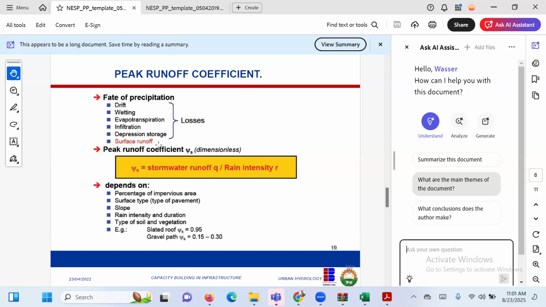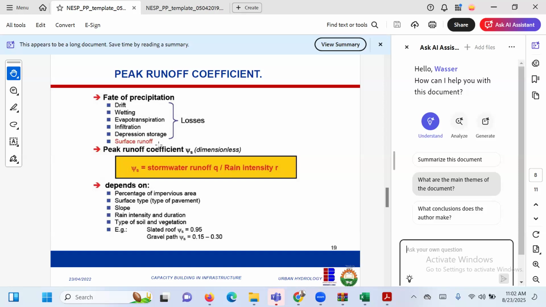Then also the slope of the area. The increase in area will increase runoff. That's common sense. Then the rainfall intensity will also influence the runoff coefficient, as well as the duration. Then the type of soil and vegetation. Clay soils are impermeable. So when it rains where there's a lot of clay soil, it's likely runoff will be higher. If you have sedimentation basins or sedimentary sand, there's possibility that they will percolate, they will enter into the ground, and there will be less runoff to be generated.